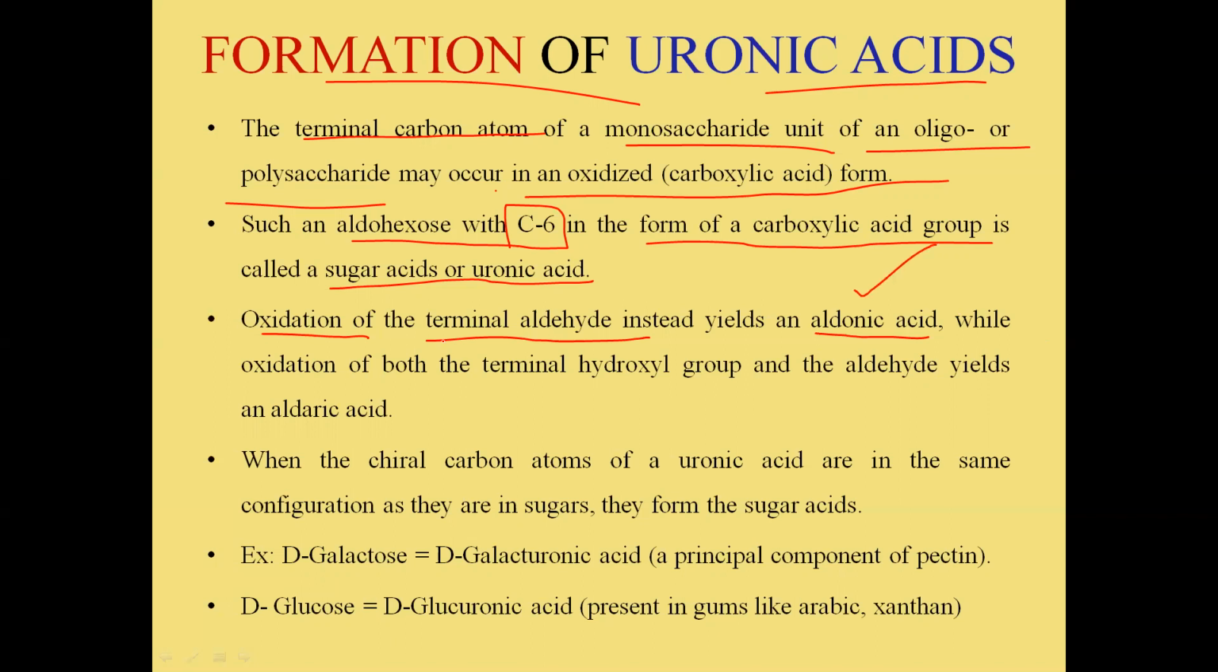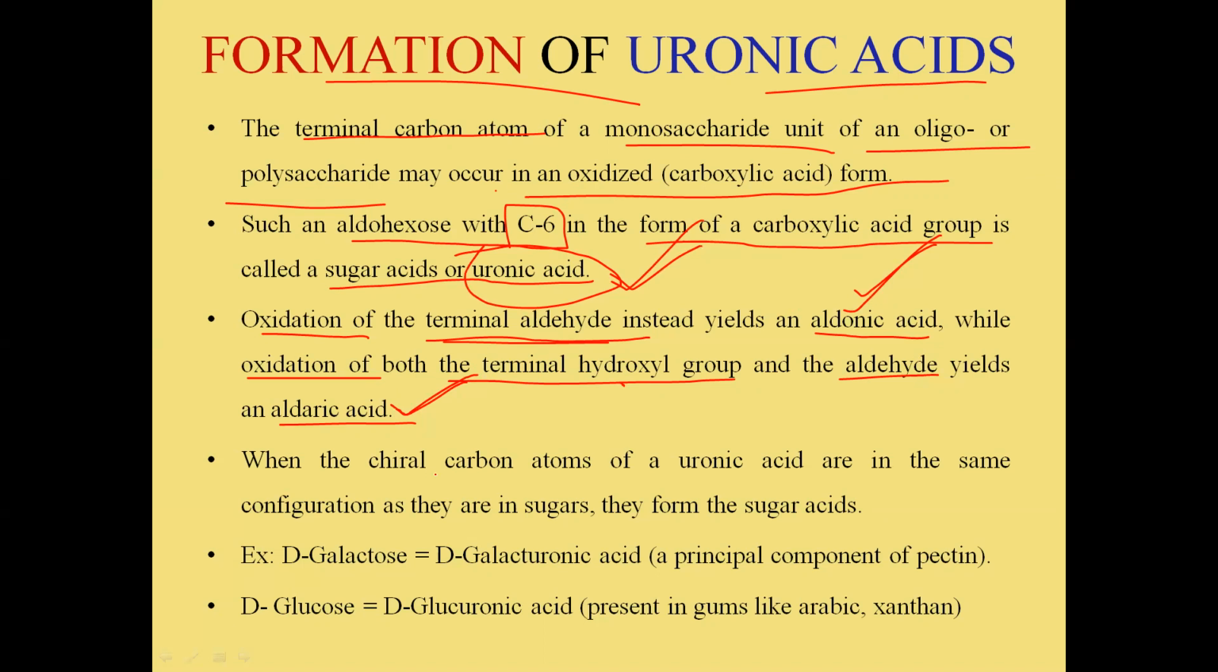So oxidation of the terminal aldehyde alone yields aldonic acid, while oxidation of both the terminal hydroxyl group and the aldehyde, that is the C1 and C6 of the aldose sugar, yields an aldaric acid. So these are two different terms which we have to note. And the oxidation of the terminal carbon atom alone yields uronic acid. So there are three different terms which we have to know. Oxidation of the terminal aldehyde alone yields aldonic acid, whereas oxidation of both the terminal aldehydic group and the terminal hydroxyl group yields aldaric acid, and oxidation of the terminal hydroxyl or the last C6 carbon alone yields uronic acid.